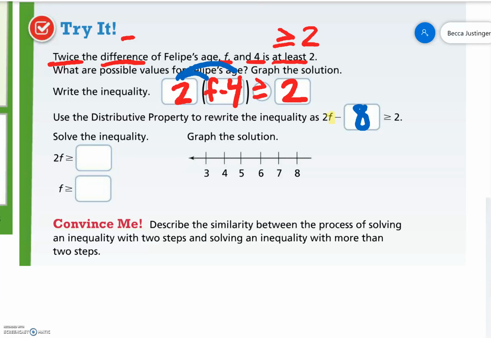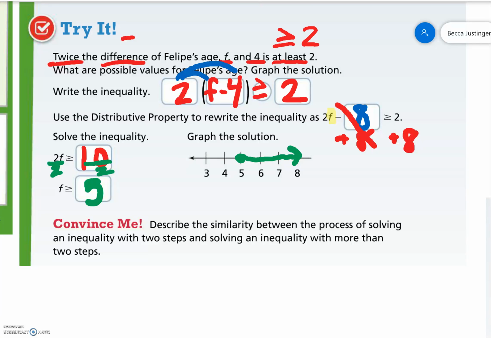To get f by itself, we got to get rid of the 2 and the negative 8. So we're going to add 8 to both sides. Cancels out on the left. We bring down the 2f. 2 plus 8 is 10. Lastly, divide by 2 on both sides. f is greater than or equal to 5. Since it could be equal to 5, we fill in the circle and draw our line to the right because it could be greater than.